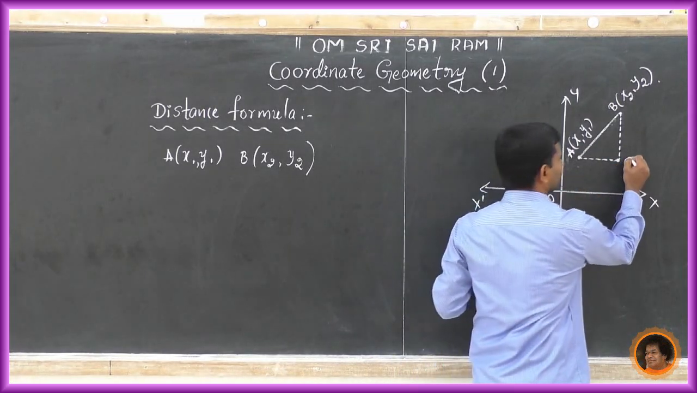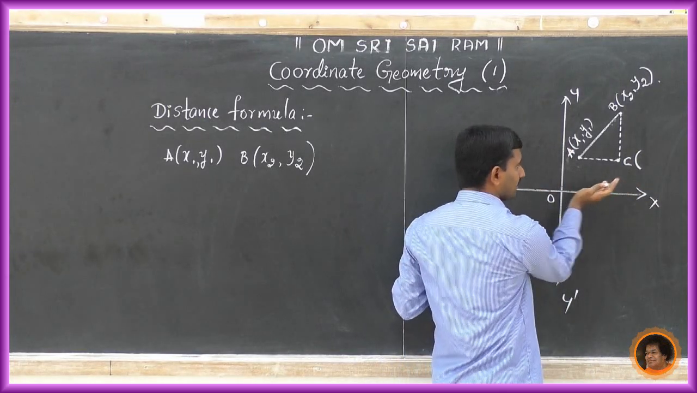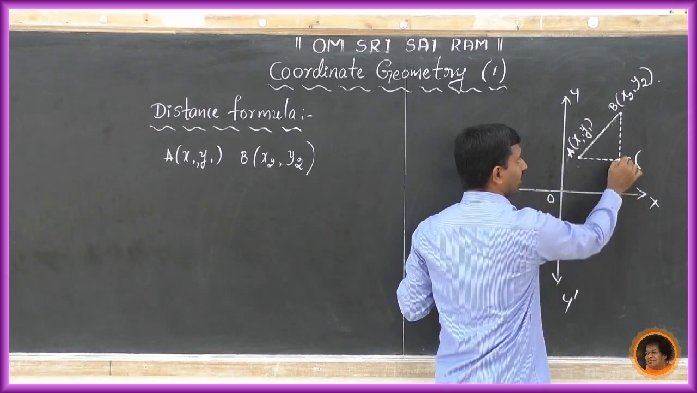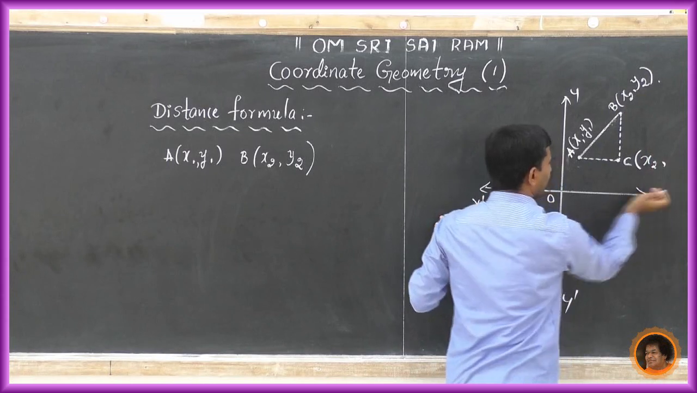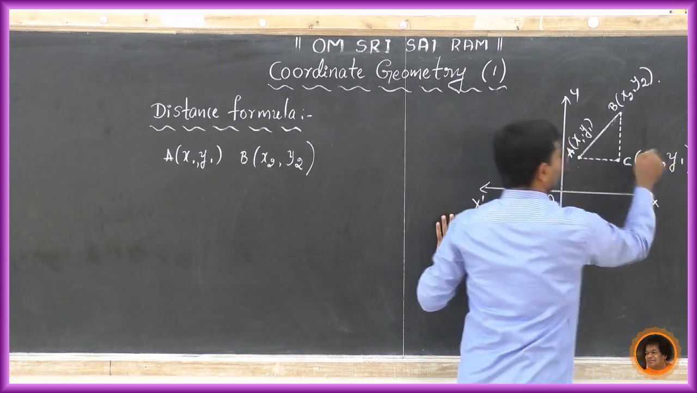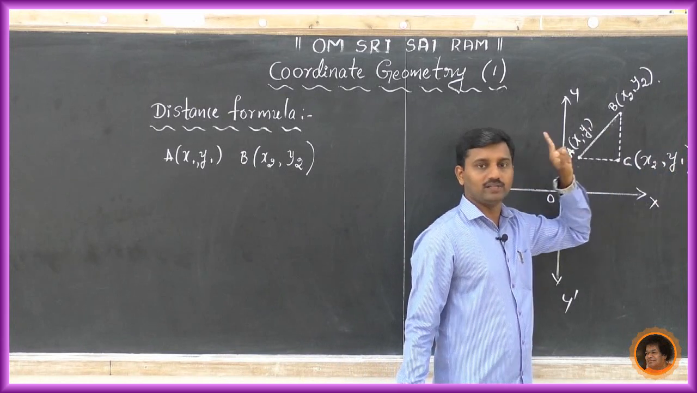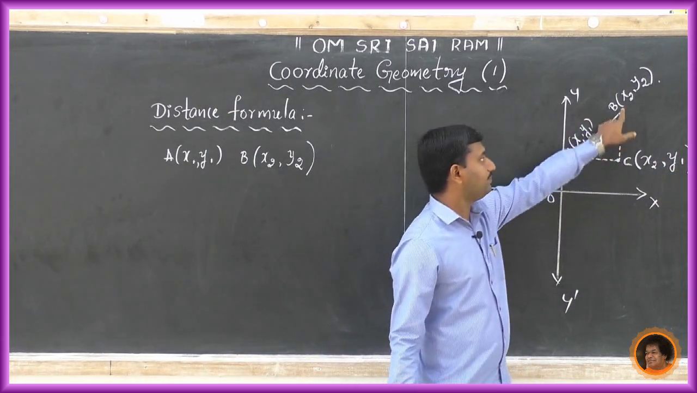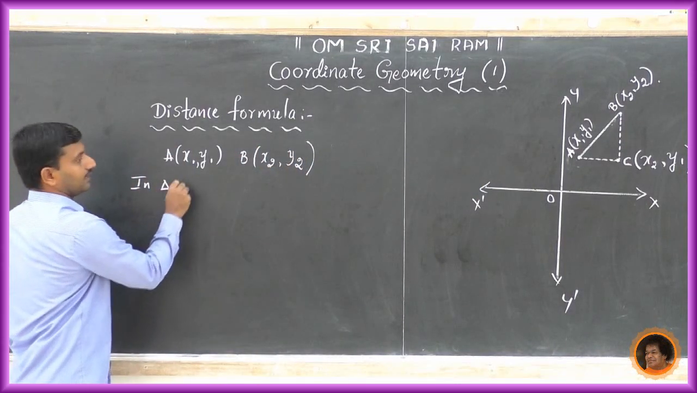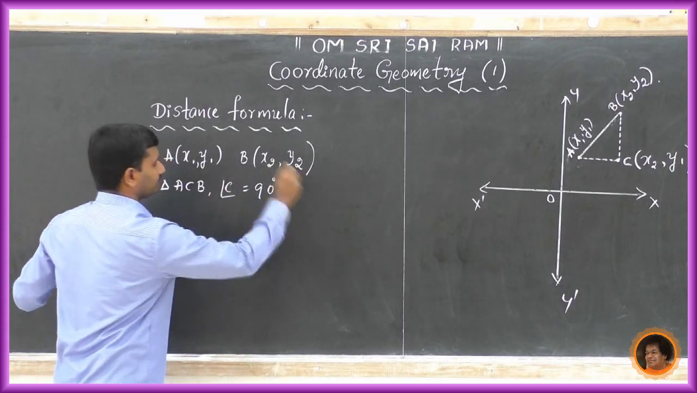Now, what are the coordinates of the point C? From the y-axis, the distance is known as the x coordinate. The x coordinate is x2. From the x-axis, the distance is known as the y coordinate, so that is y1. Therefore, the coordinates of the point C are x2, y1. Now, ACB is a right angle triangle. So in triangle ACB, angle C equals 90 degrees.